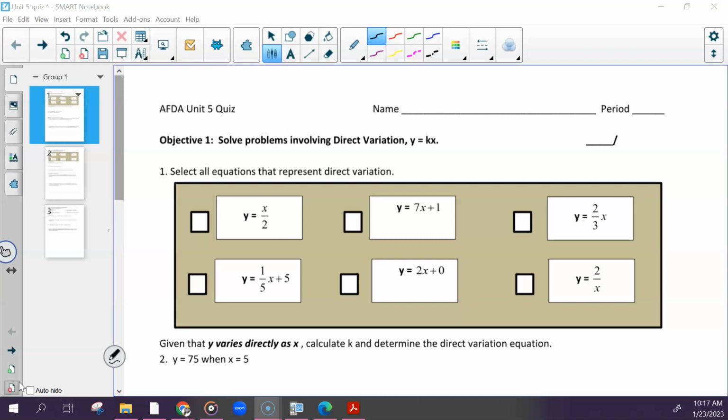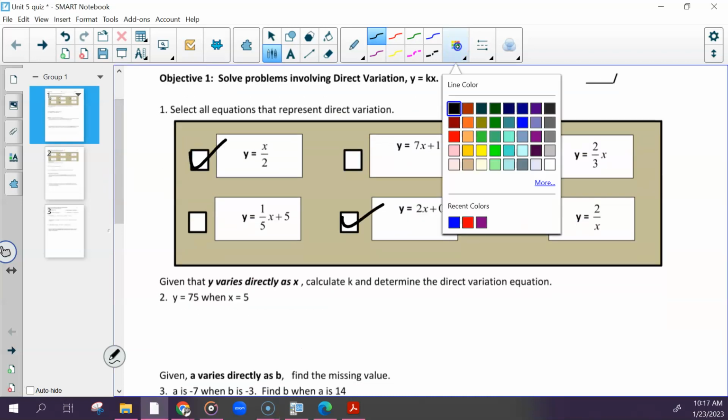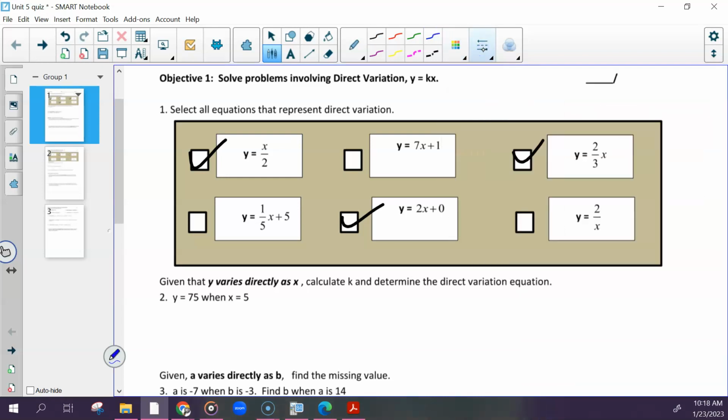Starting with number 1, the ones that were direct were these 3. Do we have questions on why those were, or why the other ones were not? Which one? This one is direct because it can be rewritten as 1/2 x.